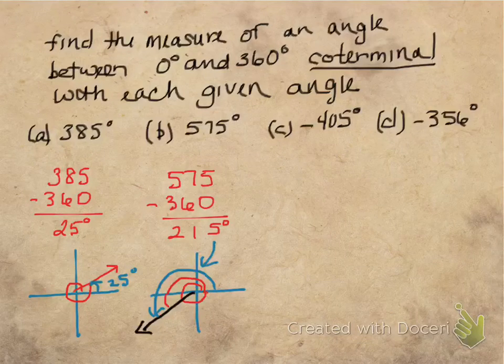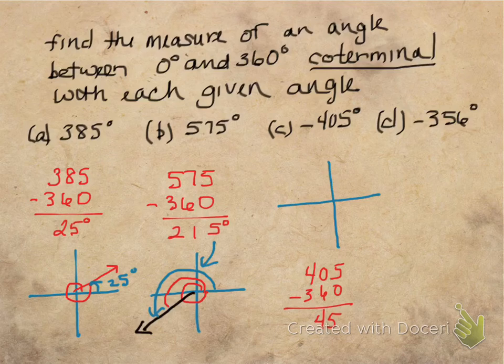So if I just made a 215 degree angle, I start at the initial side and went 215 degrees, it would end or terminate in the same exact location as 575 degrees. The only difference is with 575, I've gone around full circle once.